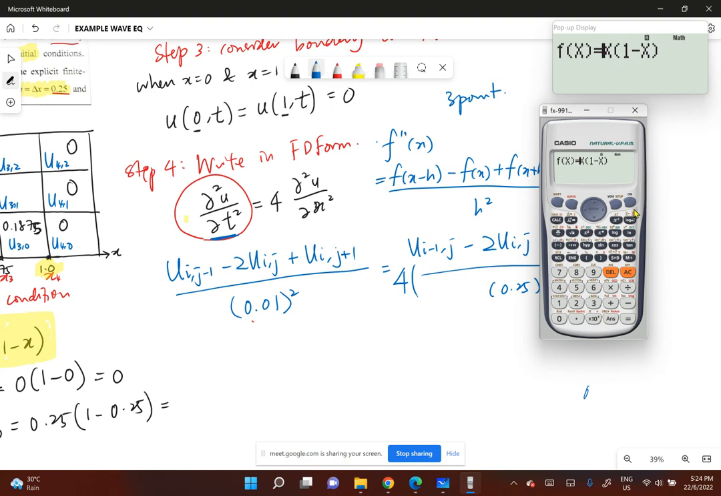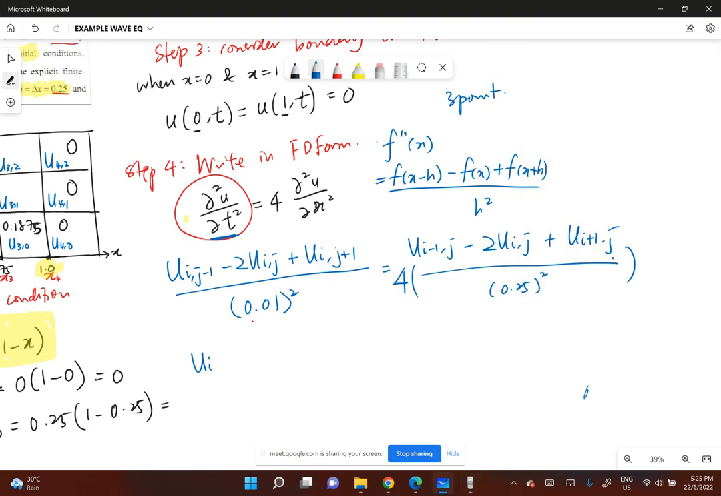And then press AC, go back mode, count 1. This one, 4 bagi dengan 0.25 square times V, 0.01 square. So 0.0064. Betul kan? So now u_i,j-1 minus 2u_ij plus u_i,j+1 equals 0.0064 (u_i-1,j minus 2u_ij plus u_i+1,j). Okay.